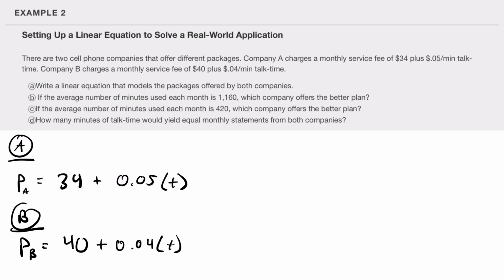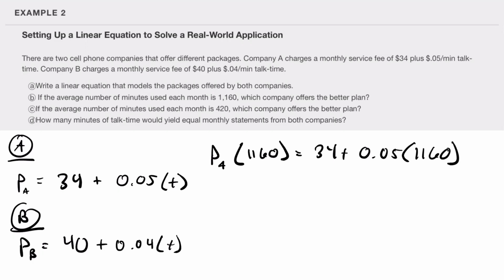Okay. So what's the charge for company A if we plug in 1160? So 34 plus 5 cents times 1160. Let's just do it here.